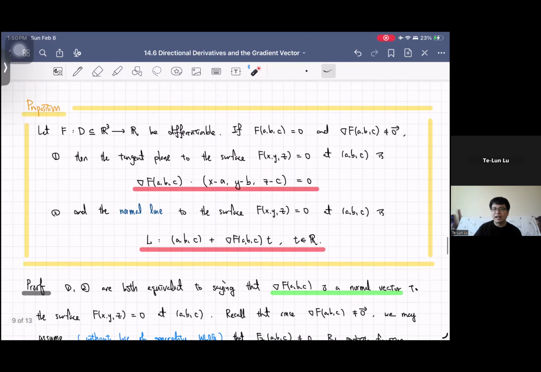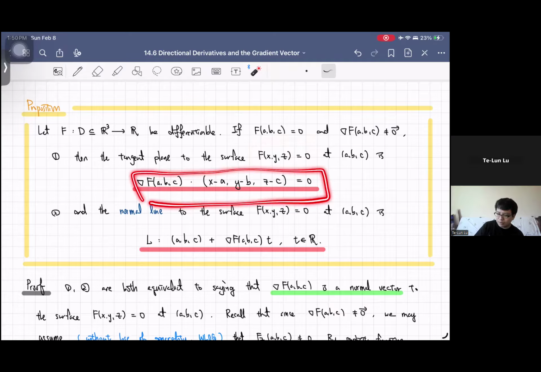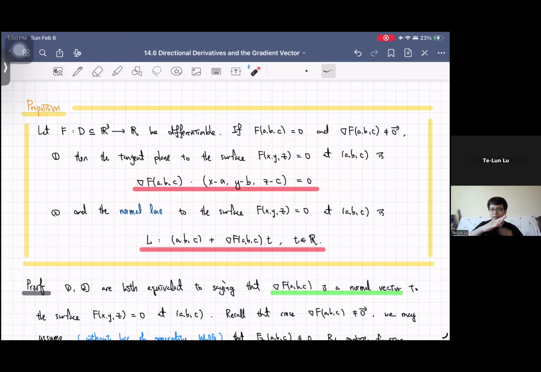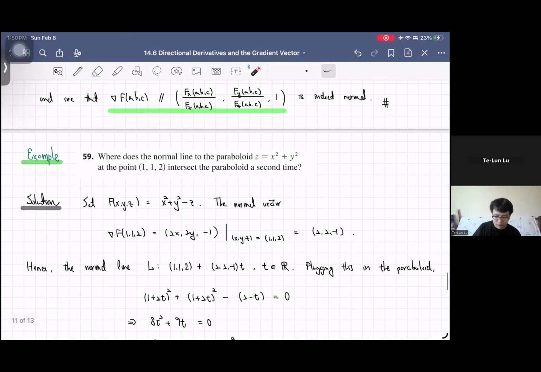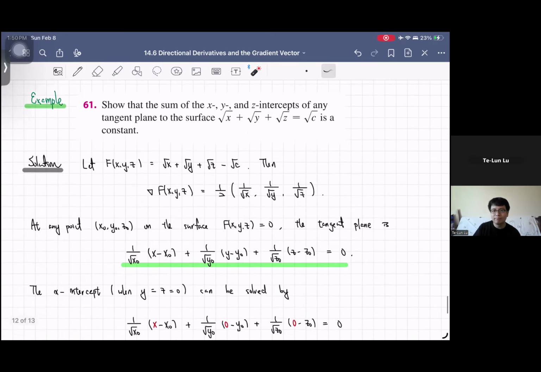And lastly, we learned that the gradient vector also serves as a normal vector of the level surface of some three-variable function. To be precise, if we consider the surface f of x, y, z being 0, then this will be the corresponding tangent plane at the point a, b, c to this surface. And similarly, we have the normal line at that point to the surface. Okay. And we have shown two exercises. One is about the normal line, one is about the tangent plane.